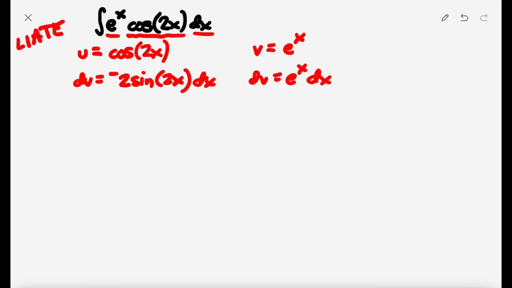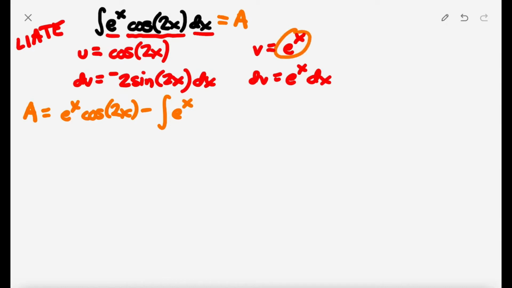Now that we have everything for integration by parts, we can start filling in the formula. All right, I'm going to say this is equal to A, and that means that A is equal to uv, which is e to the x cosine 2x, minus the integral of e to the x, so it's v, times du, which is this right here, so times negative 2 sine 2x dx. Now you might be thinking, uh-oh, I just got into another e to the x times a trig integral, which is what we started with at the very top.